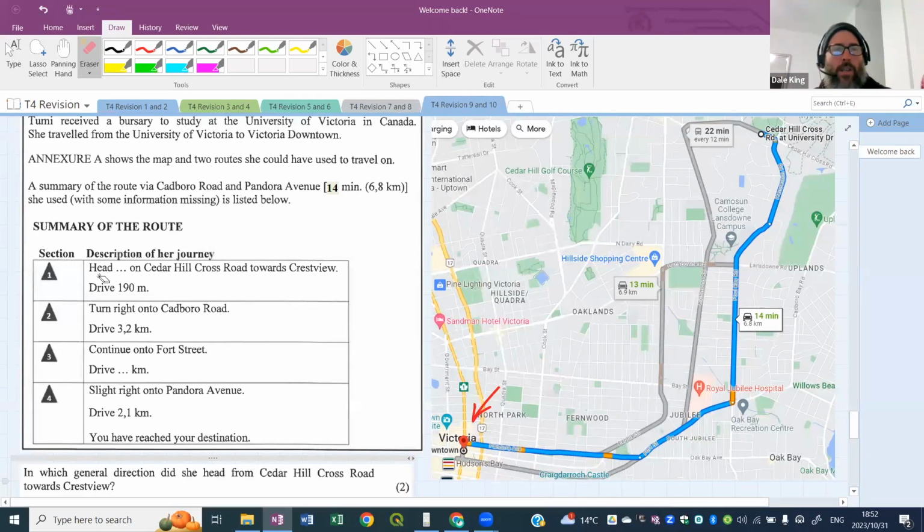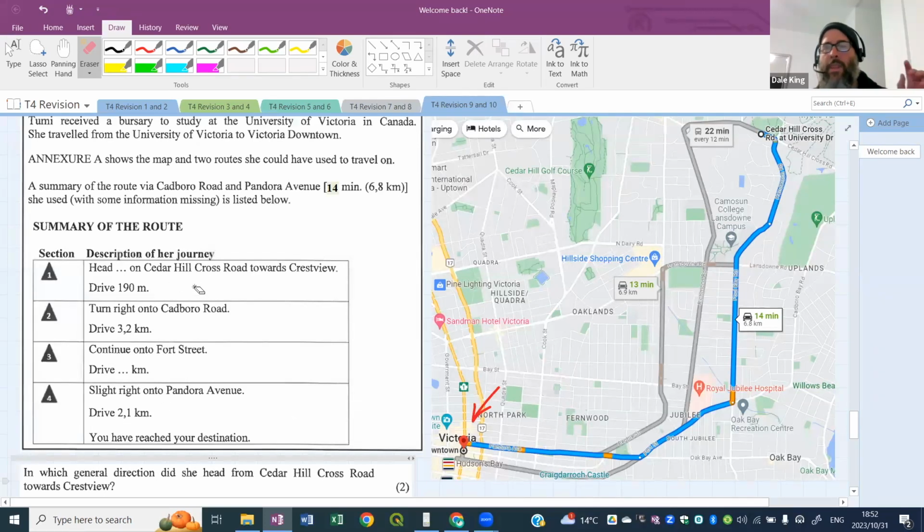Number 1 is head somewhere on Cedar Hill Road, crossroad towards Crestview. You've got to do 190 meters. Step number 2, turn right onto Cadborough Road. Number 3, continue onto Fort Street, drive a certain number of kilometers. Number 4, slight right into Pandora Avenue, drive 2.1, and you've reached your destination. So Google Maps gives you this summary of all the directions.